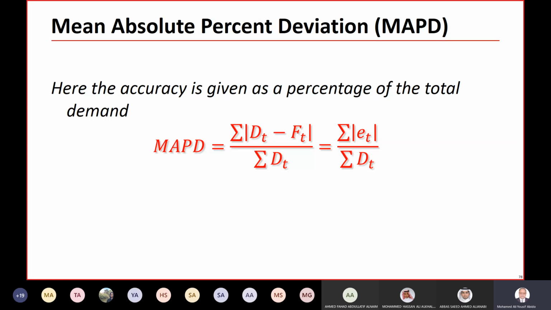You can, based on these 3 measures that we defined, mean absolute deviation, mean square error, and the mean absolute percentage deviation, calculate for each method these 3 accuracy measures, and then you can judge based on these accuracy measures.